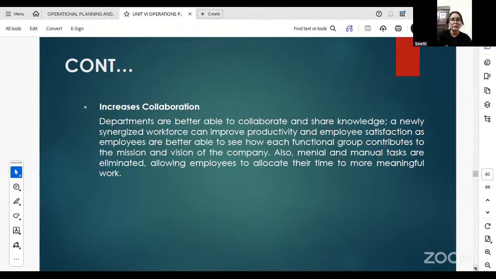Increases collaboration. Departments are better able to collaborate and share knowledge. A newly synergized workforce can improve productivity and employee satisfaction as employees are better able to see how each functional group contributes to the mission and vision of the company. Also, menial and manual tasks are eliminated, allowing employees to allocate their time to more meaningful work.